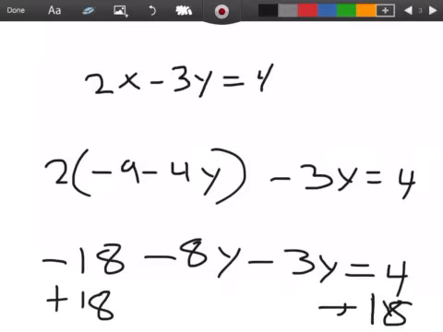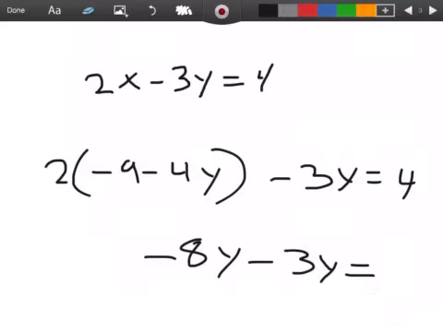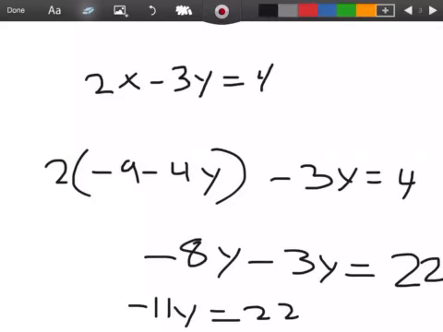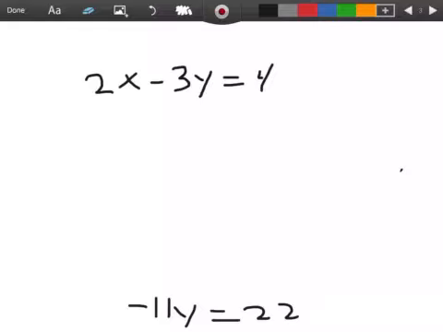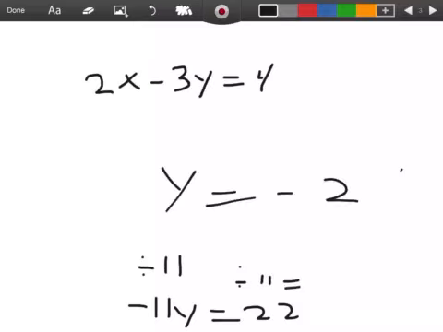So this would be cancelled out, and this would equal 22. So negative 11y equals 22. Let's erase this. Divide by negative 11 on both sides. Simplify the equation, which gives y equals negative 2.